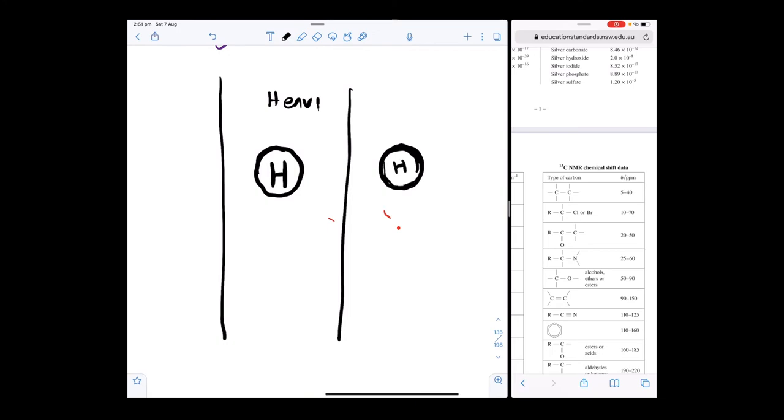What nuclear property does the hydrogen in the adjacent environment have? Anyone know? What's a property which NMR spectroscopy relies upon? Odd nucleus and protons. Good, which is spin. Nuclear spin is a property you should all be shouting back, right?